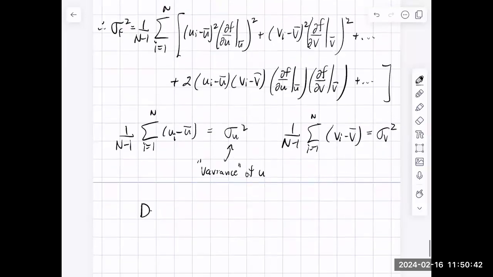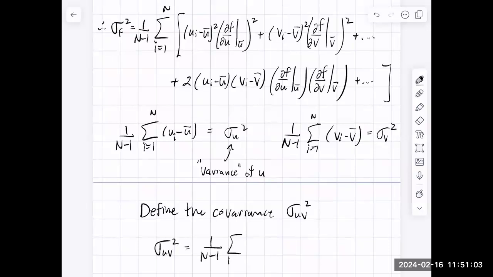So let's define the covariance. Sigma uv squared is going to be equal to, well, okay, I'll write it over here. Give myself a bit of room. It's going to be equal to 1 over n minus 1 of the sum from i equals 1 to n of ui minus u bar times vi minus v bar. Okay, so instead of having a single one of these variables squared, we have a product of that difference for 2 different variables.